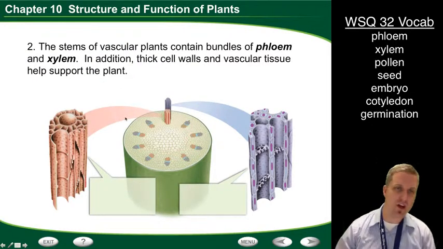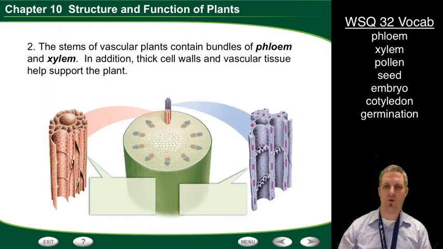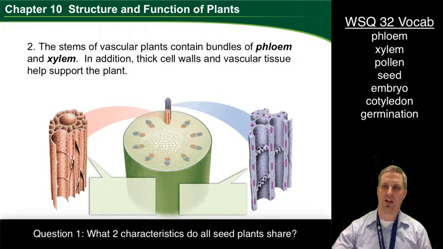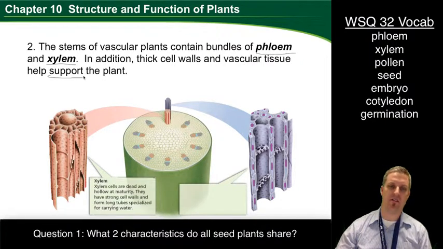Now, continuing on, as we saw, seed plants have vascular tissue. What does the vascular tissue look like? The stems of vascular plants, when we say they have vascular tissue, we're talking about two types of tissue, xylem and phloem. They also have thicker cell walls, and the cell walls of plants are also used to support the plant. We talked about that as one of the original importances of what plants need to live on land.